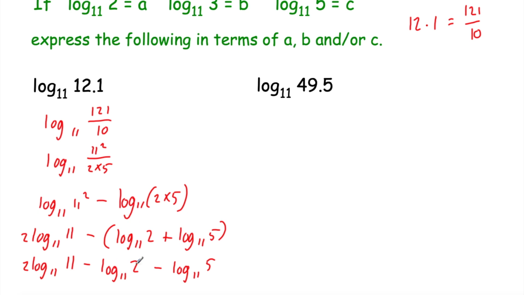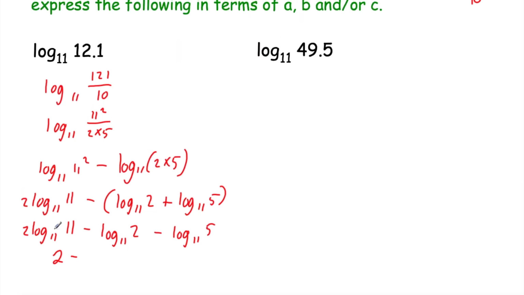So we've got the log to base 11 of 2, that's going to be A. The log to base 11 of 5, that's C. And then here we've got the 2 times the log to base 11 of 11. So what power do you raise 11 by to get 11? That'll be 1. And we've got 2 times 1, which would be 2. So we've got 2. So let's just scroll down a little bit there. So this bit's 2. 2 times 1 is 2.